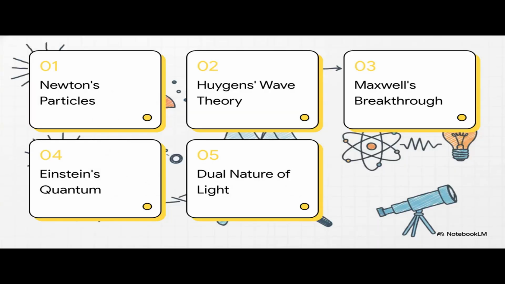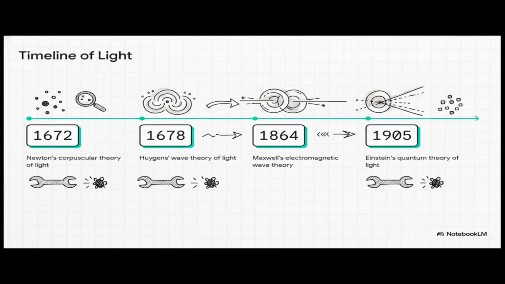All right, here's our roadmap for today. We'll cover 1. Newton's particle proposition, 2. Huygens' wave counter theory, 3. Maxwell's electromagnetic breakthrough, 4. Einstein's quantum solution, and 5. The dual nature of light. Looking at this timeline from 1672 all the way up to 1905, I actually want you to think of this narrative kind of like a software development cycle, right? Every great theory acted as a patch for a specific bug left behind by the previous generation. One scientist would solve a massive problem, but then inadvertently highlight a totally new flaw, essentially passing the baton to the next genius on the list.